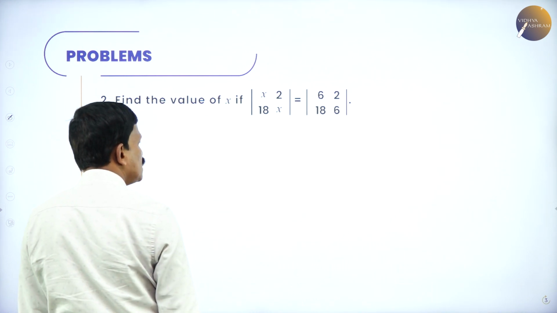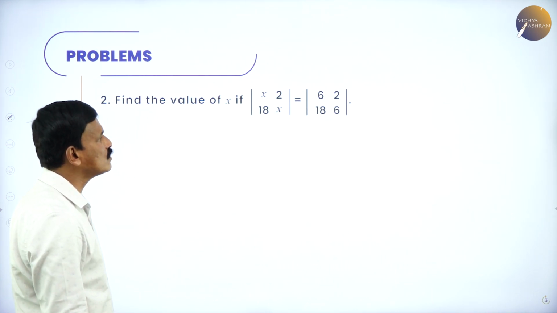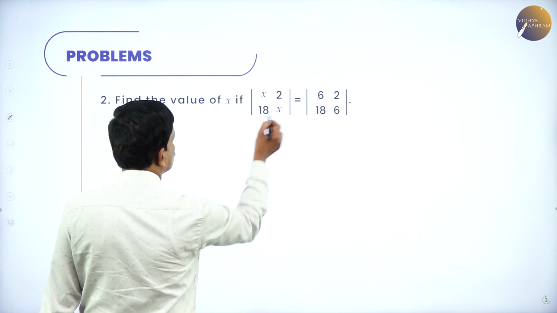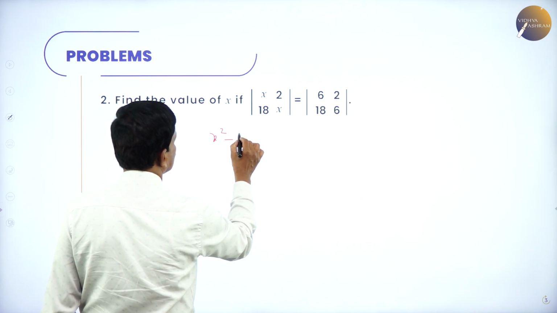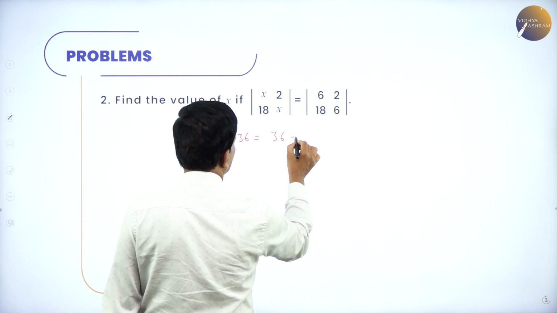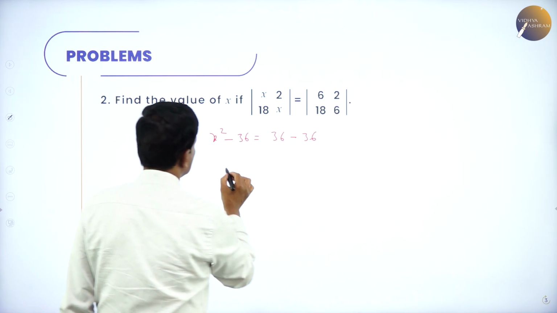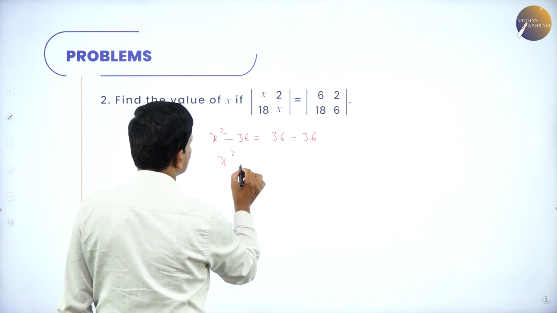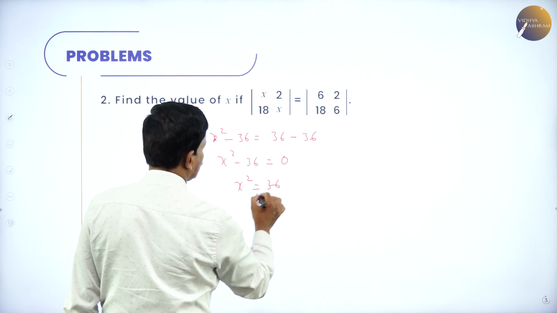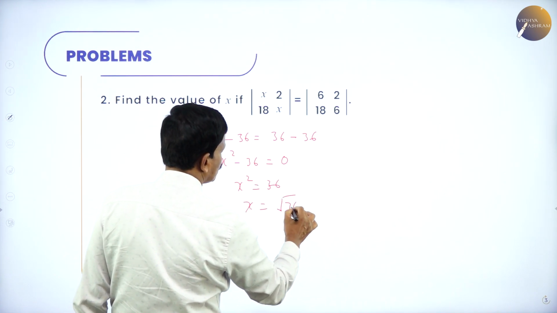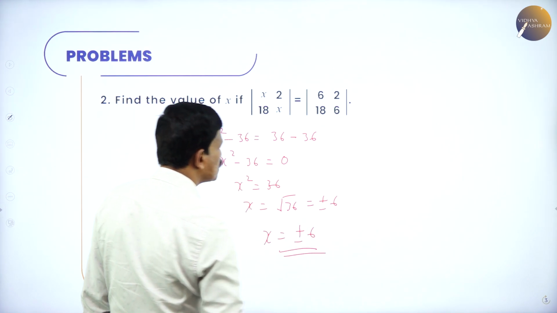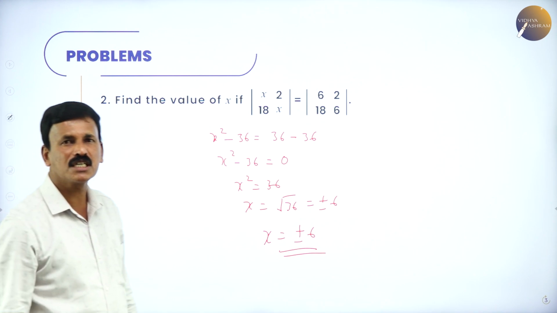Find the value of x if the determinant with rows x, 18 and 2, x is equal to the determinant with rows 6, 18 and 2, 6. Now solve. x into x is x square, minus 18 2s are 36. Again this is 6 6s are 36, minus 18 into 2 is 36. So this is x square minus 36 is equal to 0. x square is equal to 36. x is equal to square root of 36 is plus or minus 6. So x is equal to plus or minus 6.